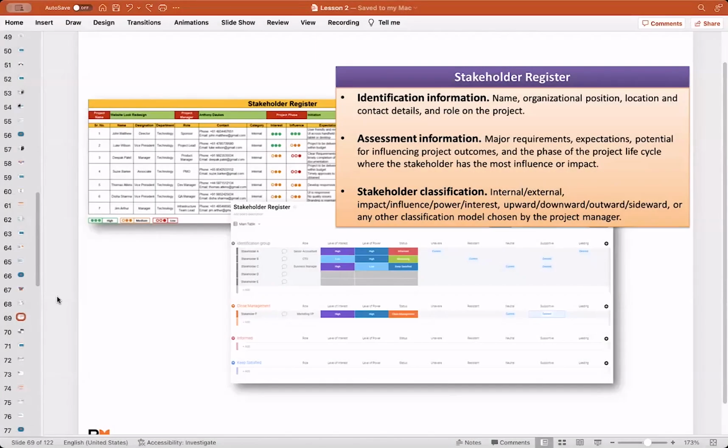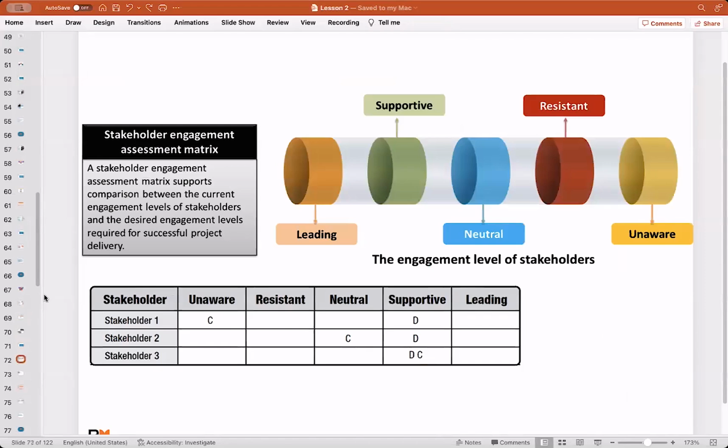The purpose of the stakeholder register is to capture the name, designation, department, role, contact details, category, and power, interest and influence of the different stakeholders. Okay, that's it. So moving on further, the next document is the Stakeholder Engagement Assessment Matrix.